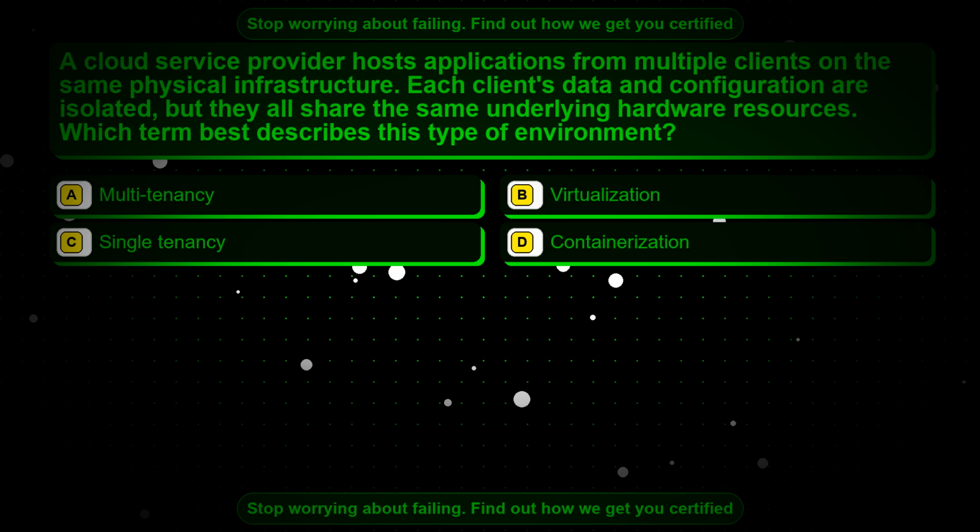Question 9. A cloud service provider hosts applications from multiple clients on the same physical infrastructure. Each client's data and configuration are isolated, but they all share the same underlying hardware resources. Which term best describes this type of environment? Option A, multi-tenancy. Option B, virtualization. Option C, single tenancy. Option D, containerization.